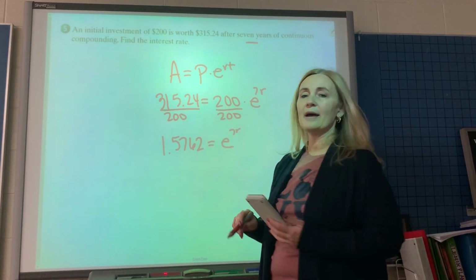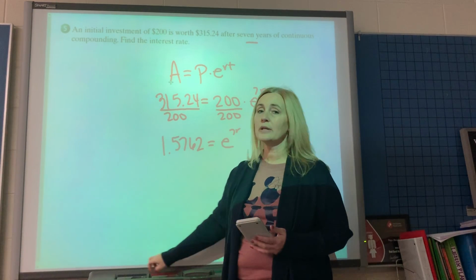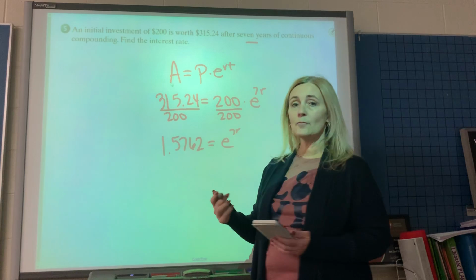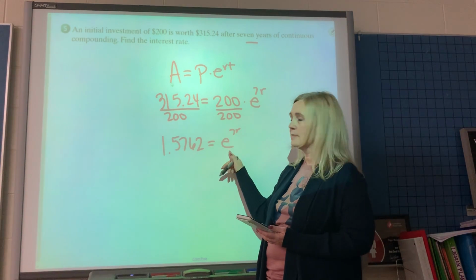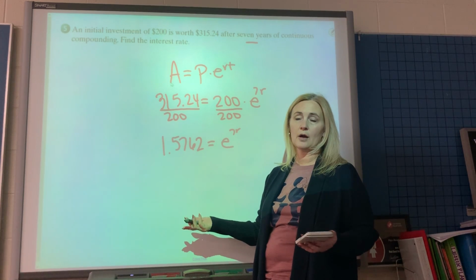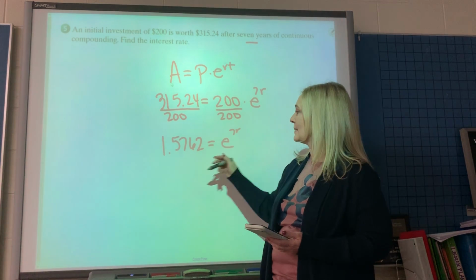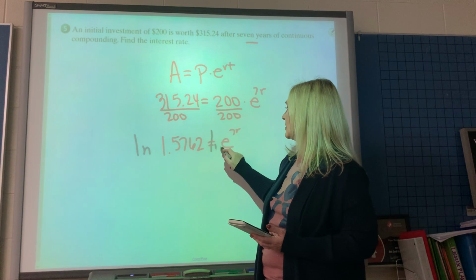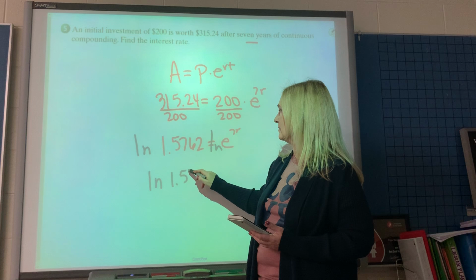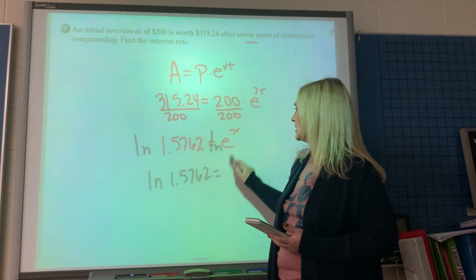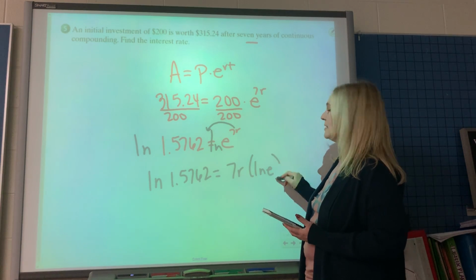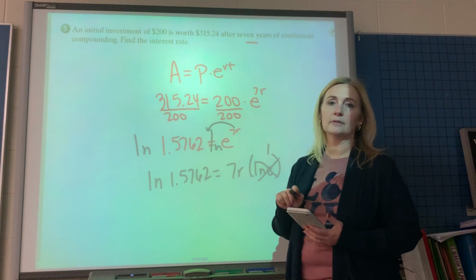e to the 7r. Whenever your variable is in an exponent, the only way to get it down out of the exponent is to take the log of both sides. This time we're doing the ln, the natural log, because the base is an e. If the base were a number, we would take the common log, the log base 10. But since the base is an e, we're going to take the ln of both sides. So this side is just the ln of 1.5762 equals, bring the 7r down now. So we have 7r times the ln of e, which is, you got it, 1, don't need it.